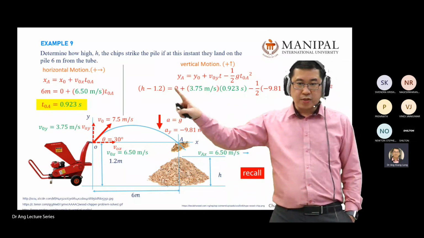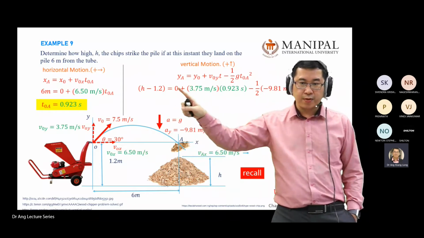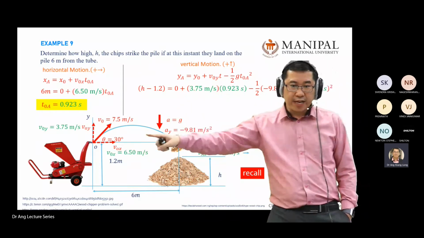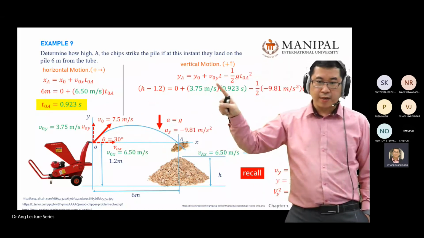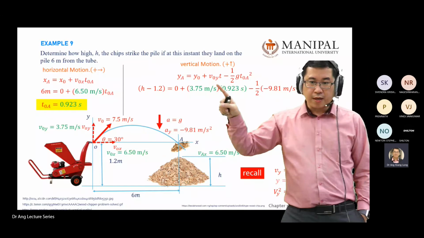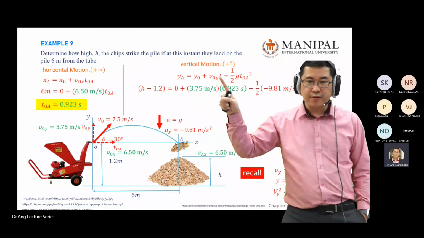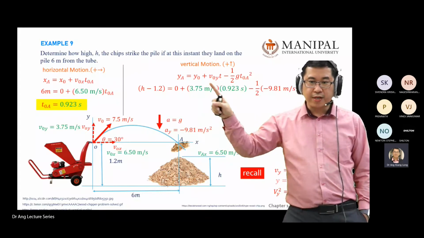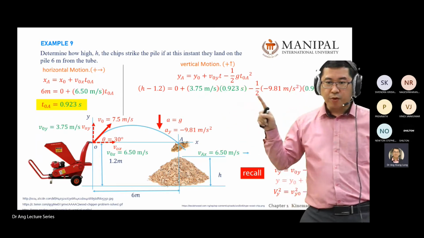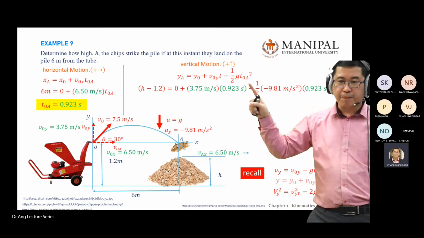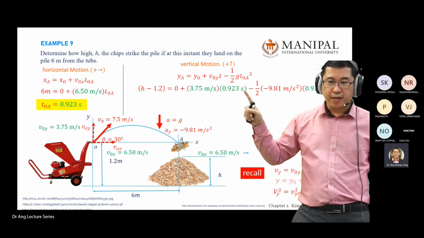Y 0, 0, because we start from origin, the Y is 0. VOY you define just now. VOY is 3 point something. You substitute here. What else? T you define just now. T at this point you define already. 0.9 something. You substitute inside here. Half you copy. Gravity, not copy, but you know the answer. Standard, negative 9.81. Okay.